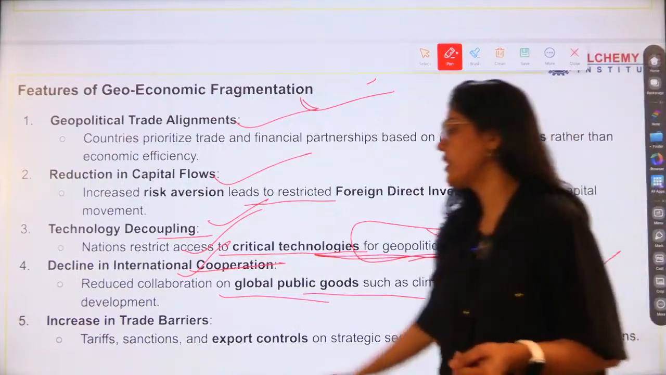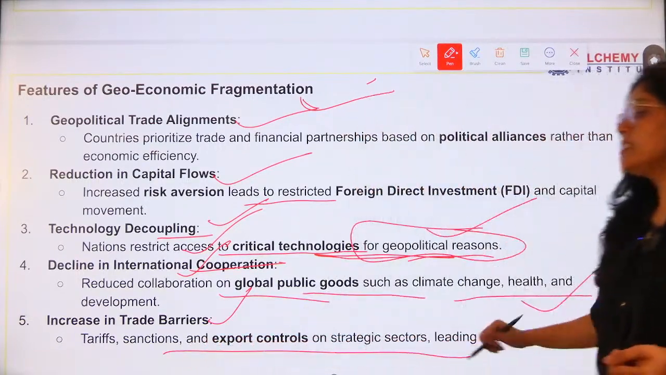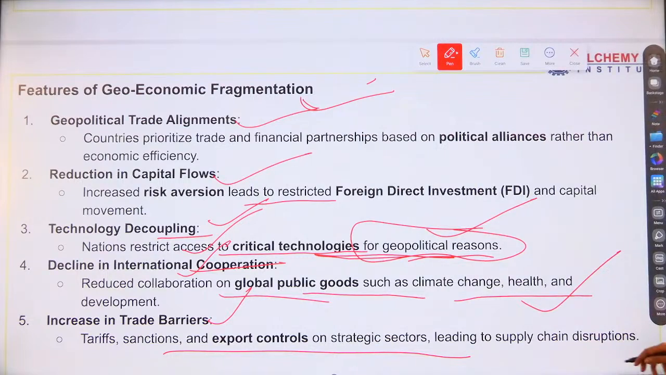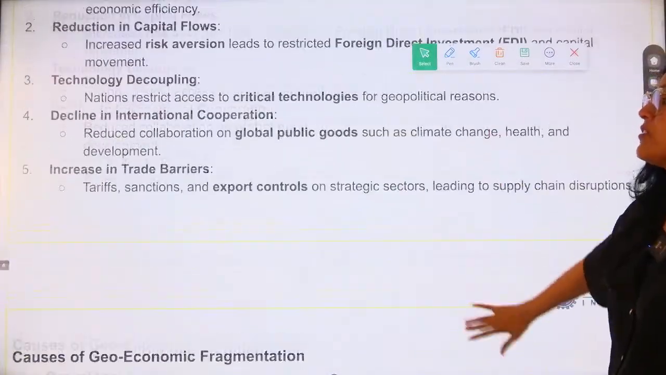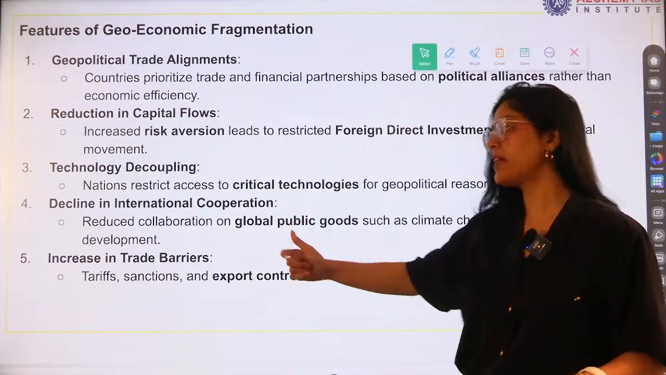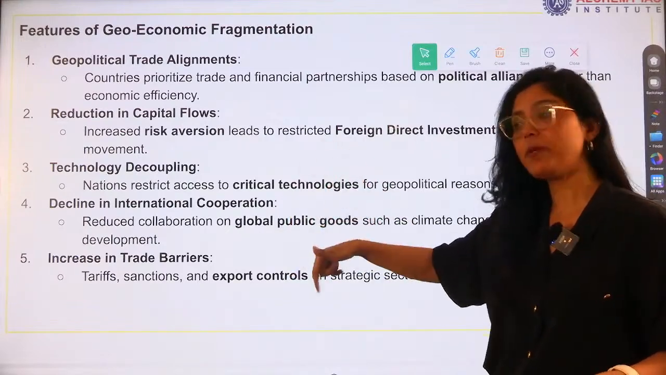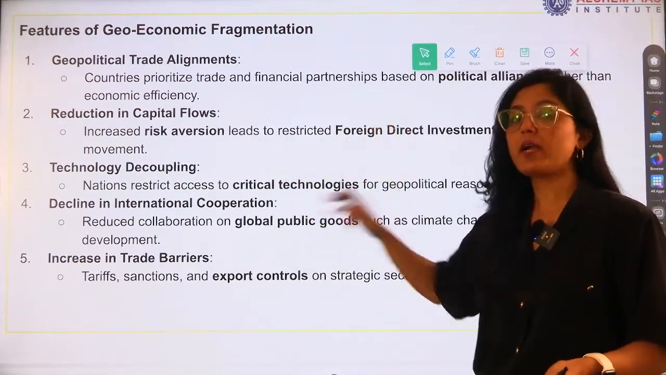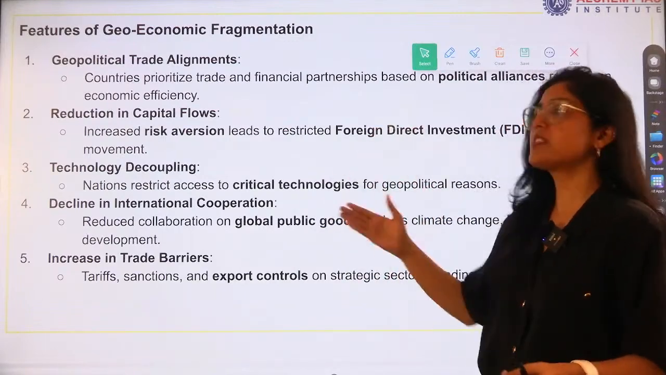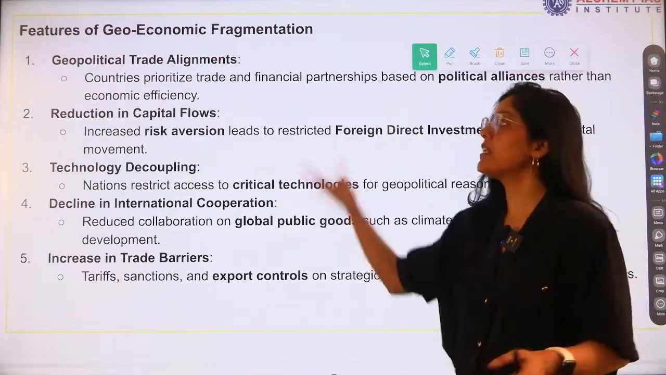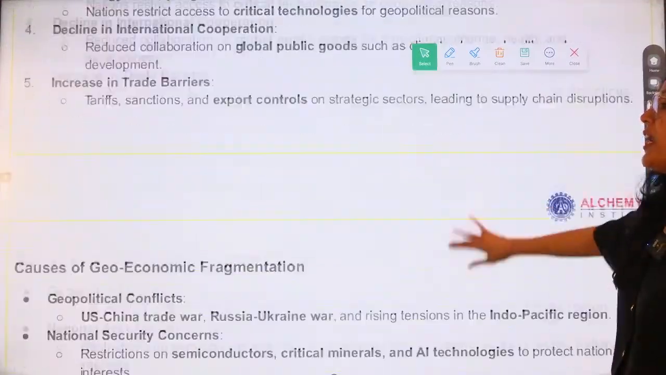like development. Increase in trade barriers, tariffs, sanctions and export controls on strategic sectors, leading to supply chain disruption. So these are the features. What are the features? Increase in trade barriers will be there. International cooperation will be declining. Technology decoupling will be there. Limited access to critical technologies. Next is reduction in capital flows will be seen, and geopolitical trade alignments.